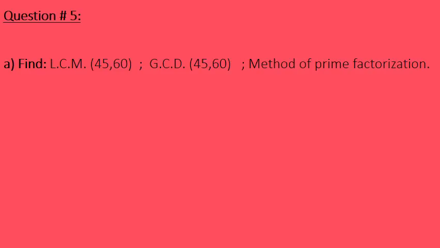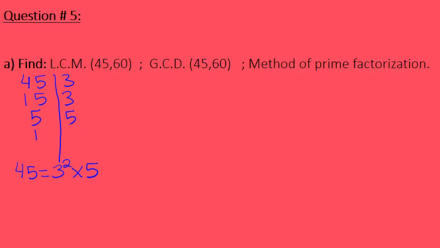Question number 5. We should find the LCM and the GCD of 45 and 60 using the method of prime factorization. 45: first, we should make the vertical method of 45. 45 divided by 3 equals 15, by 3 equals 5, by 5 equals 1. So what are the prime factors of 45? 45 is equal to 3 squared times 5.